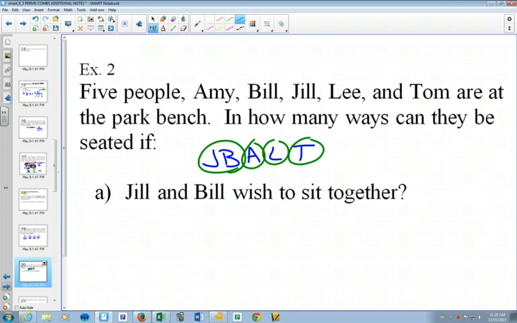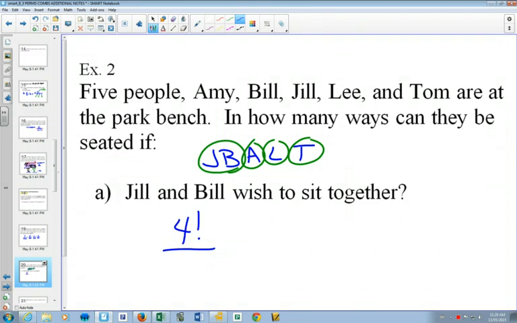So the way that we look at this is even though these are individuals, we have 4 groups to organize. The one group of 2 and the others are all individuals. So our first decision for our number of groups will be 4 factorial for our groups.